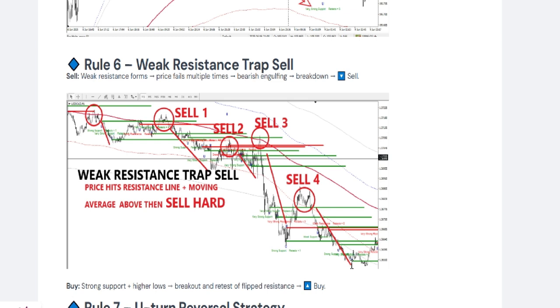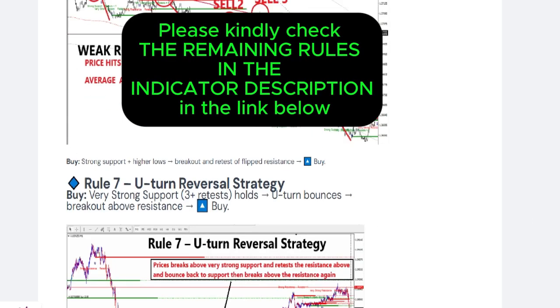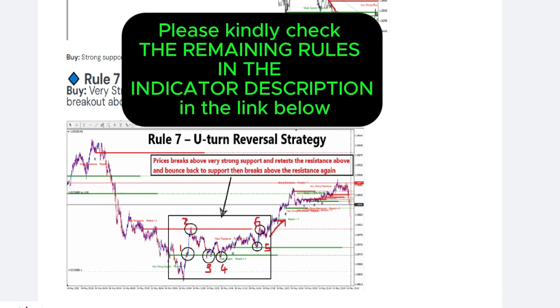Okay, so you can have multiple selling opportunities here. So the first one, the second, the third, the fourth, or even here. So what happened? The price hit the resistance lines, the price hit the moving average above, then you sell hard. That's how you use this indicator to trade like a pro. So what happens is, when the price hits a black zone and it forms a U-turn near green or red lines, then you have a high probability setup.